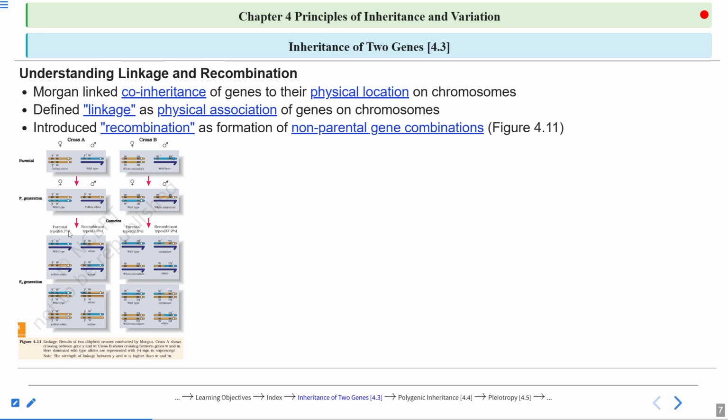So there are two types of linkage: complete linkage and incomplete linkage. In complete linkage, you get almost all parental combinations, because the genes are completely linked and inherited together. So when the genes are completely linked, you will get only the parental type, no recombinant type. In cross A, you are getting almost 98.7% parental type, so this is a type of complete linkage. Cross B is incomplete linkage because although you are still getting more parental combinations, you are getting 37.2% recombinant as well.